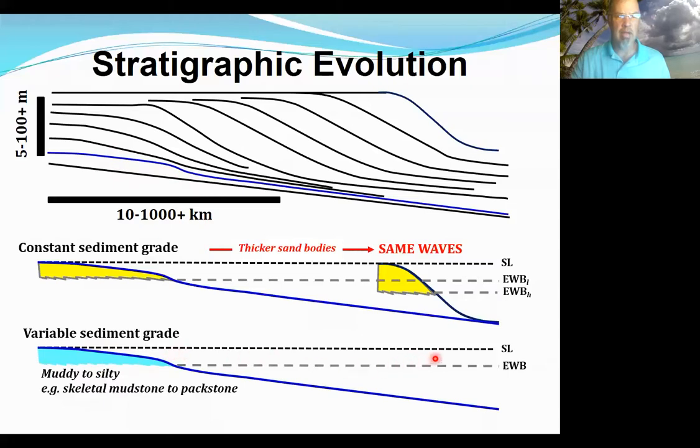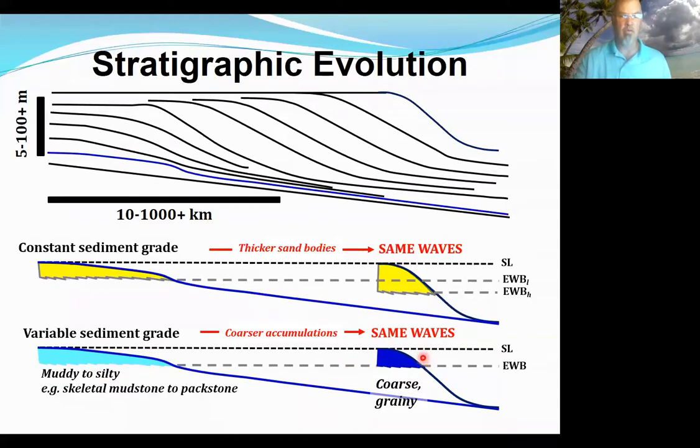Again, same waves, not saying waves are the same, but at least it's plausible they could be the same. Or if there were no change in waves, what would we expect to see? Well, this steeper profile would be higher energy, so it could be more coarse and grainy, but because it's coarser and grainy, it could have the same wave base, exact same water depth for effective wave base for sediments transported as this. So again, this is a complicated system.